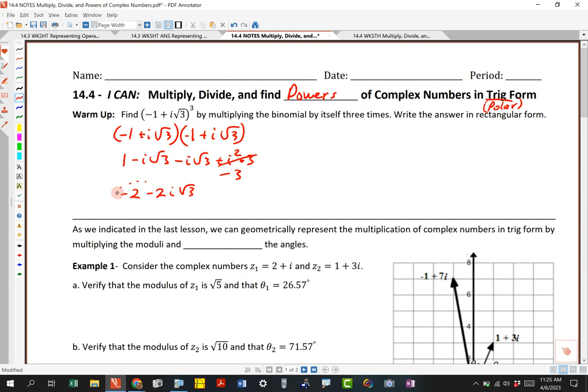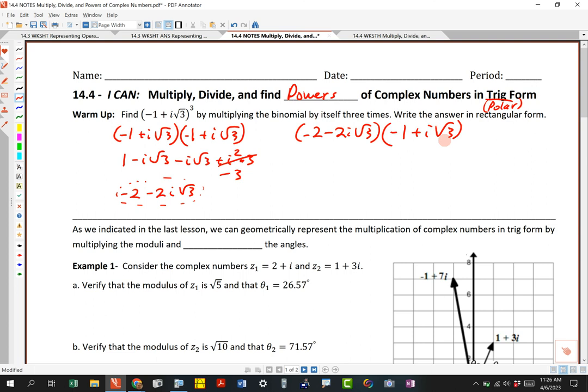So here's what I'm going to do. I'm going to take this preliminary answer, that is -2 minus 2i radical 3. And I'm going to multiply it by that original binomial because I needed to cube it. I need to multiply it by itself 3 times. So this is -1 plus i radical 3. Okay, everybody okay with that?